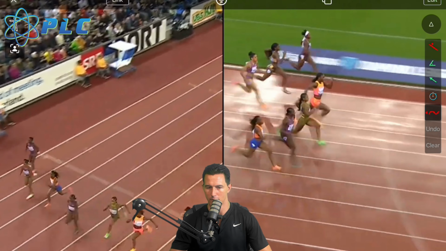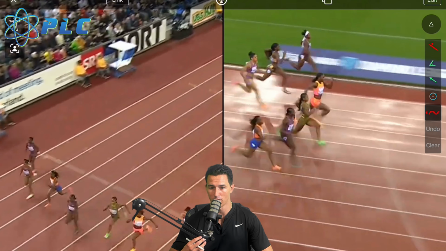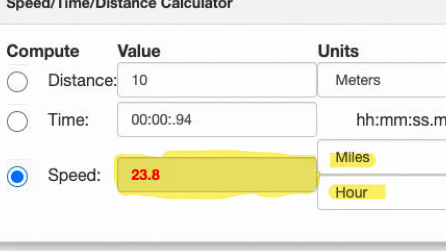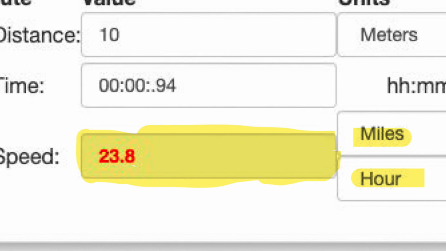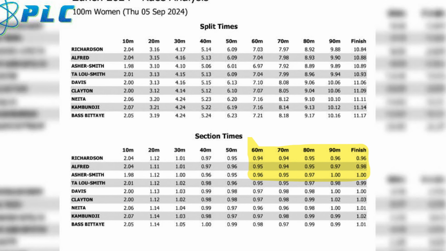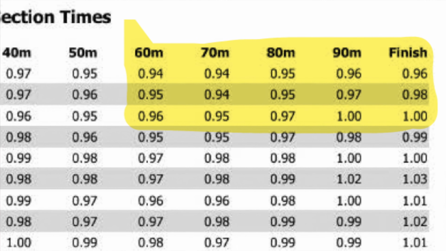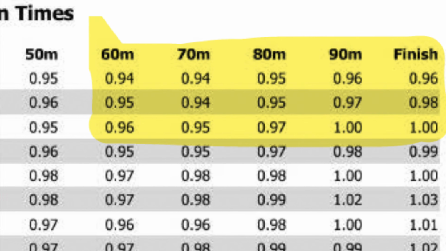When you look at the split times, she was able to get up into a 0.94 in the 60-meter split, so from 60 to 70 meters, and that was also what she got from 70 to 80 meters. And, I mean, she finished the race off strong. 0.94 is about 24 miles an hour, 23.8 is the exact speed, where Dina Asher-Smith was more in 0.95, 0.97. So while she accelerated really well, her fastest split time was 0.95 at 50 meters.